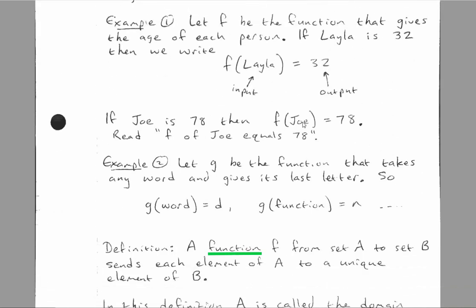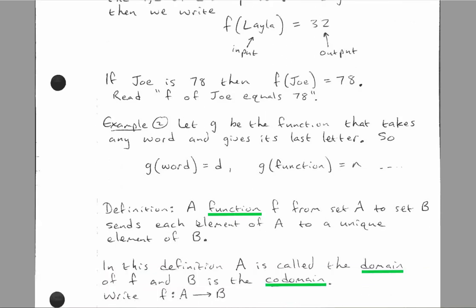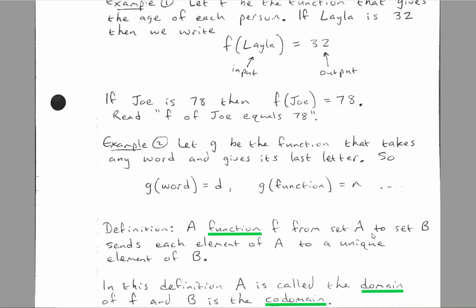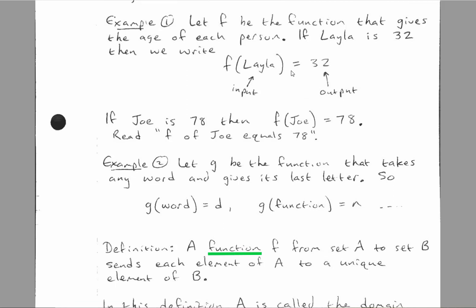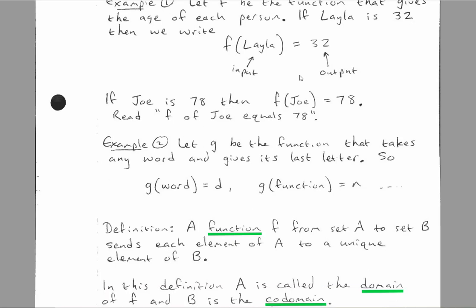So let's go back and check our examples. In the first example, the domain is the set of all people. And the codomain, well, you could say it's a set of integers, whole numbers. And so each person has a unique age. So we have this uniqueness. Somebody can't have two different ages. All right, so this makes sense as a function.